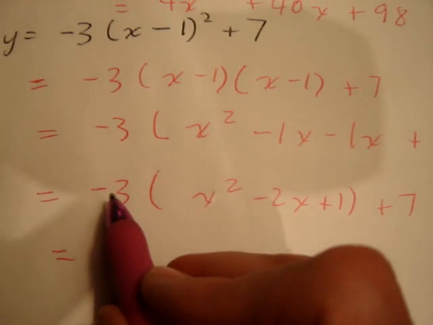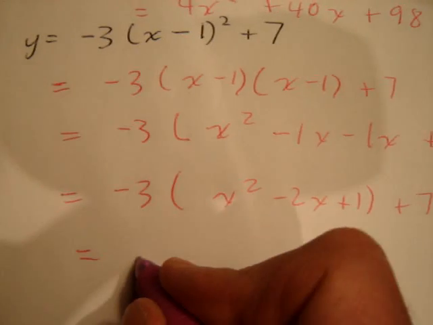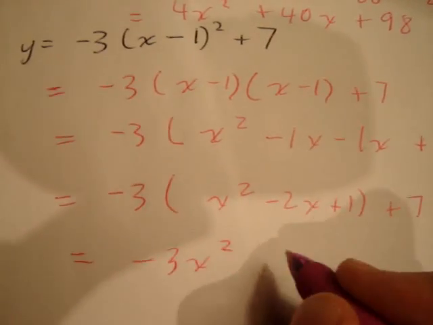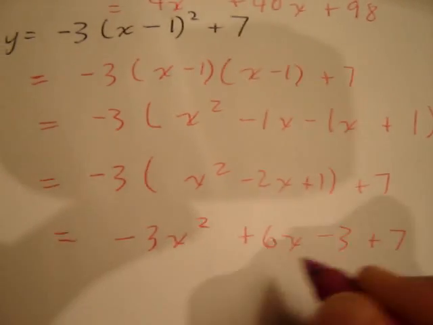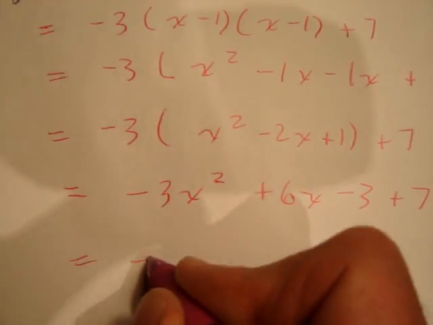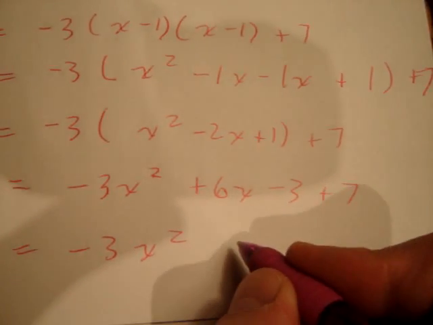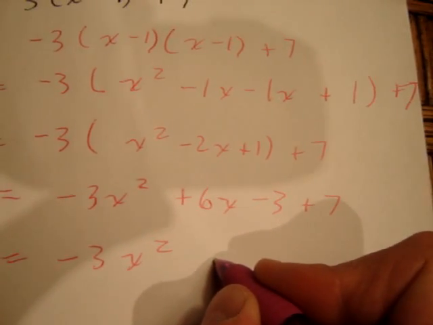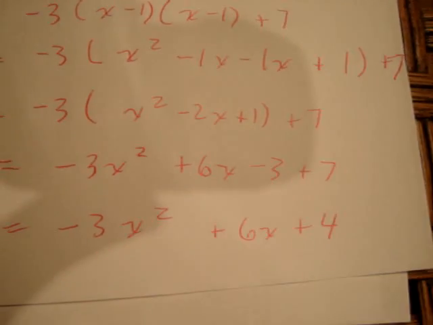And we now are going to distribute this negative 3 into the bracket. But don't forget that when we distribute negative 3, we're going to change the sign of each term in here. We get negative 3x squared plus 6x minus 3 plus 7, which is going to lead us ultimately, when we collect like terms, to a final solution of negative 3x squared plus 6x plus 4.